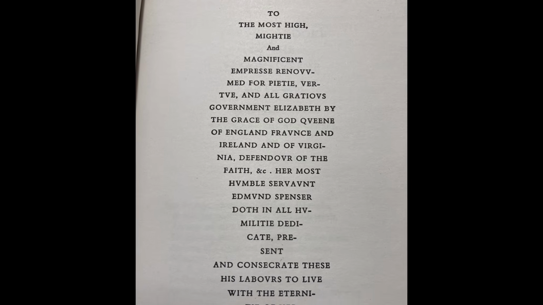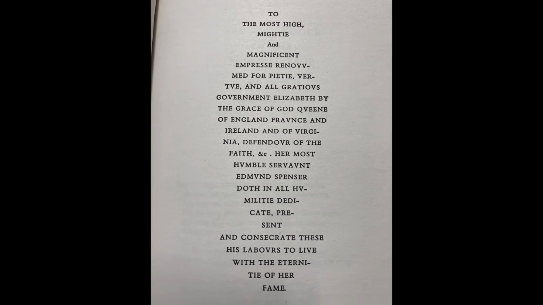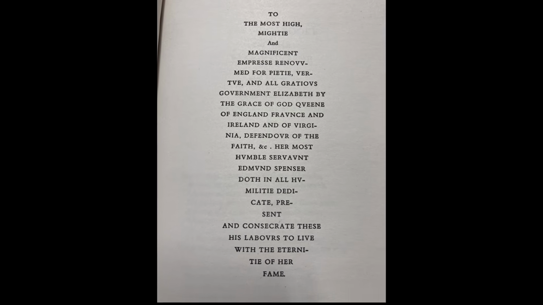The first three books were presented to Queen Elizabeth I with a dedication to her that still stands in the copies we have in 1590. She is the Fairy Queen. The titular Fairy Queen is an allegory for Queen Elizabeth. And then books 4 through 6 were presented in 1596. This is all that was finished, these first 6 books.